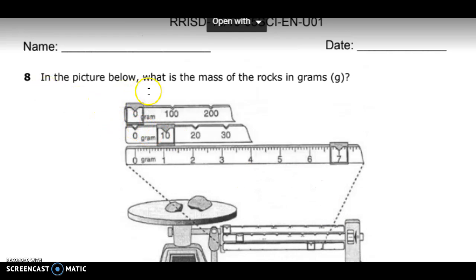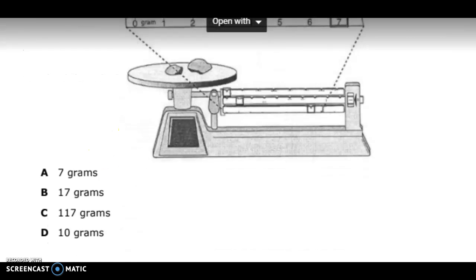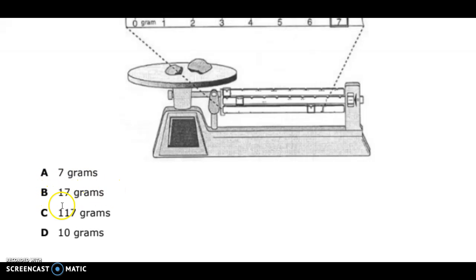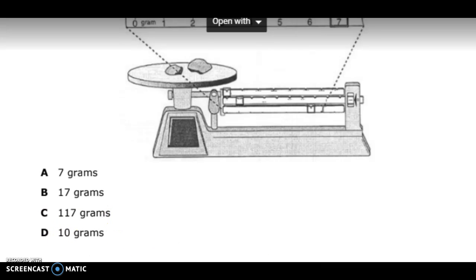Question 8. In the picture below, what is the mass of the rocks in grams? A. 7 grams. B. 17 grams. C. 117 grams. D. 10 grams.